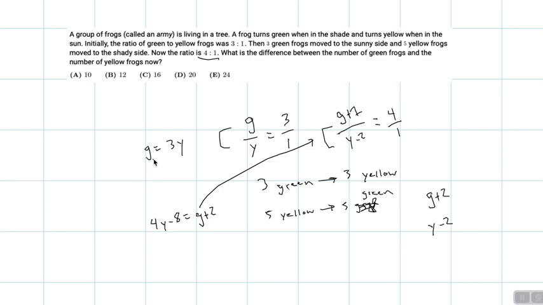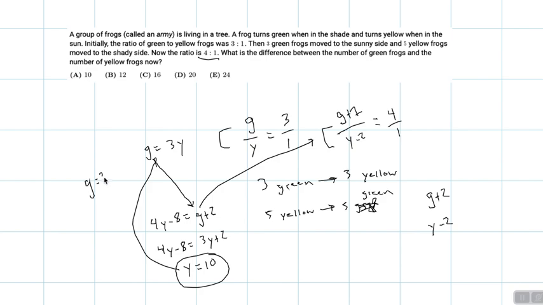So plugging this in, we know that g is equal to 3y. So to solve for y, 4y minus 8 is equal to 3y plus 2. And in solving this, we get that y is equal to 10. And so now we can solve for g. If y is equal to 10, g is just 3 times 10. So g is equal to 30.